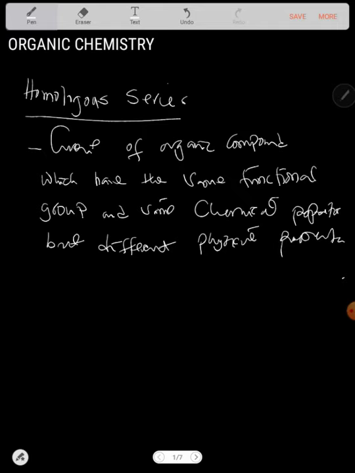Examples of homologous series are: 1, alkanes. I won't go deeper, I'll just give an introduction. Alkanes are homologous series that have the same functional group, the same chemical formula, the same chemical structure.